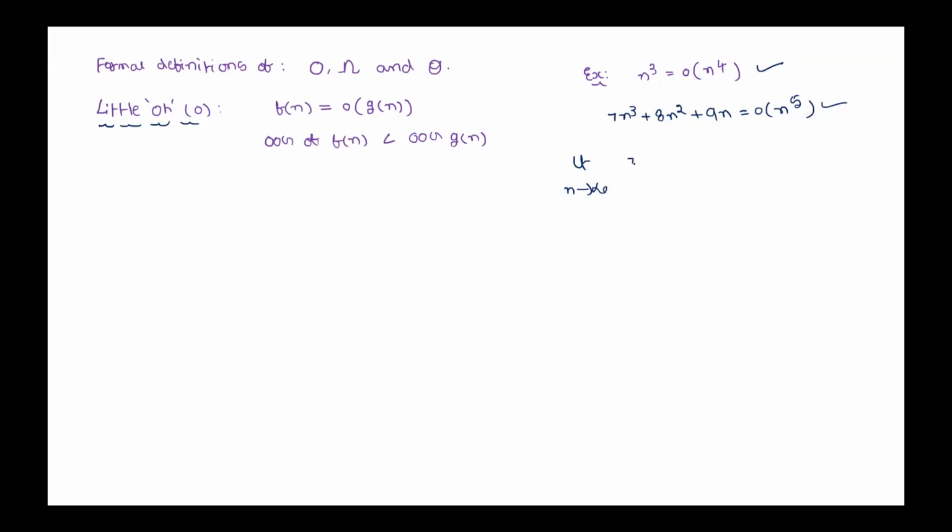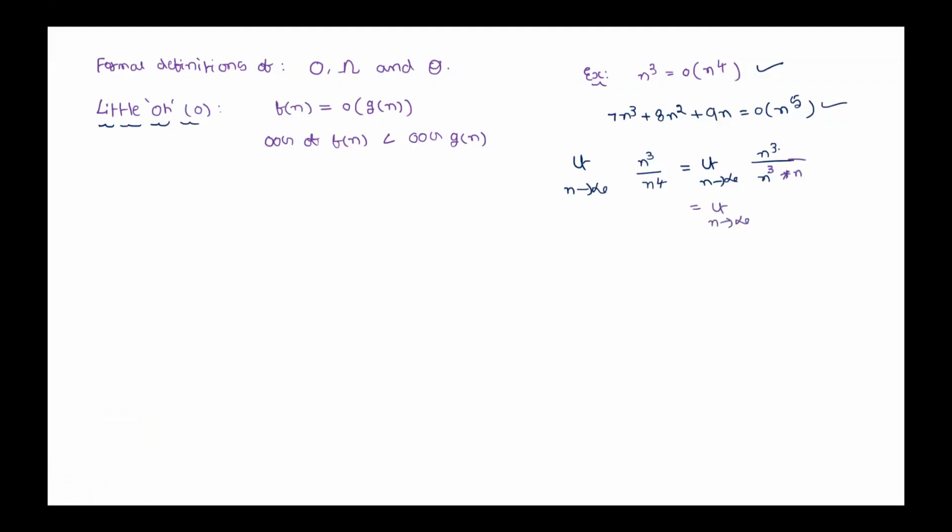Now, limit n tends to infinite, n cube by n power 4. Okay, now simply take n cube by n power 4. What is this value? Limit n tends to infinite, n cube by n power 4. This can be written as n power 4 equals n cubed into n. Is that correct?